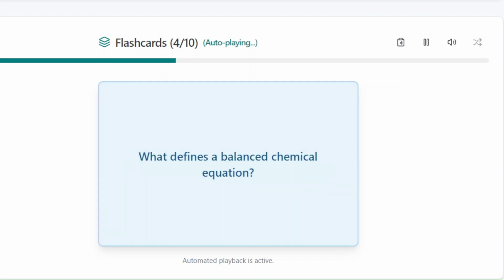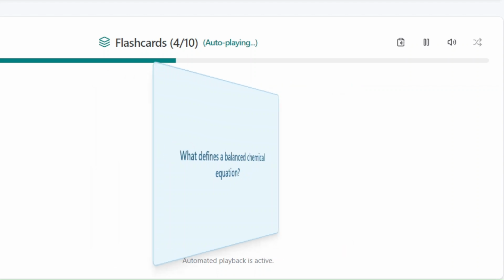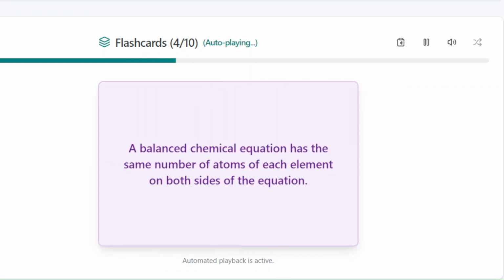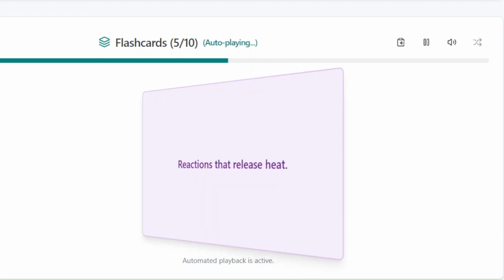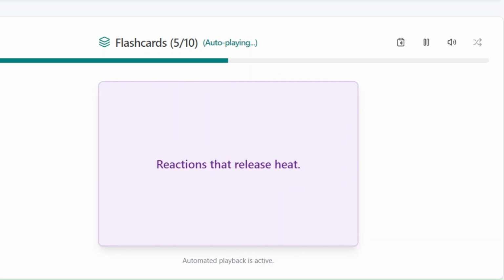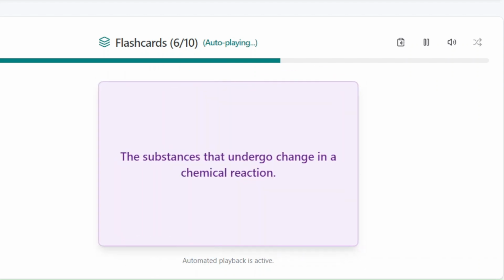What defines a balanced chemical equation? A balanced chemical equation has the same number of atoms of each element on both sides of the equation. What are exothermic reactions? Reactions that release heat. What are reactants? The substances that undergo change in a chemical reaction.